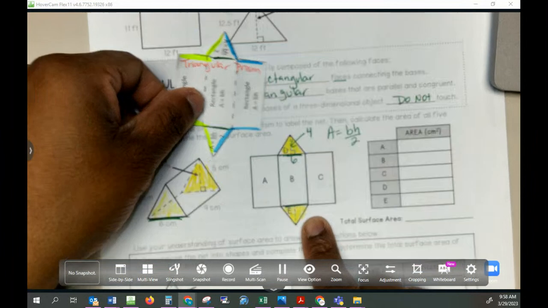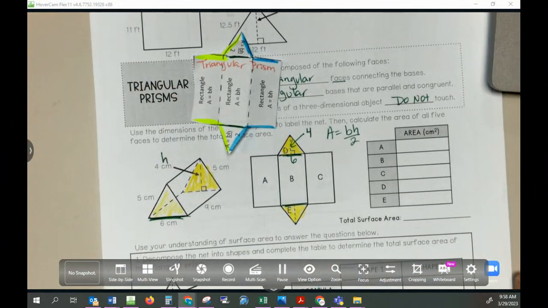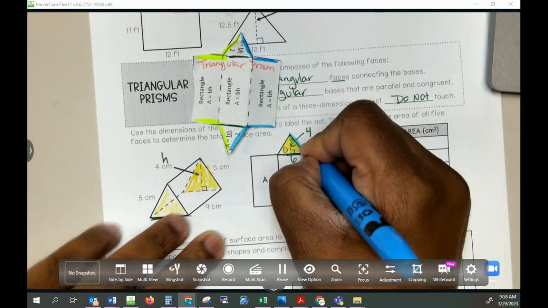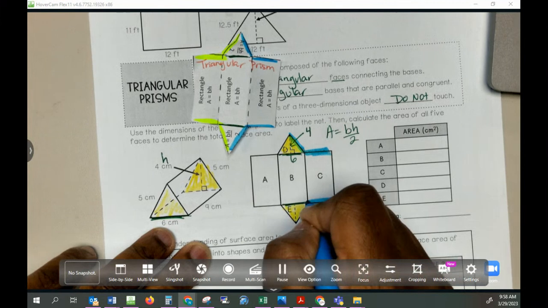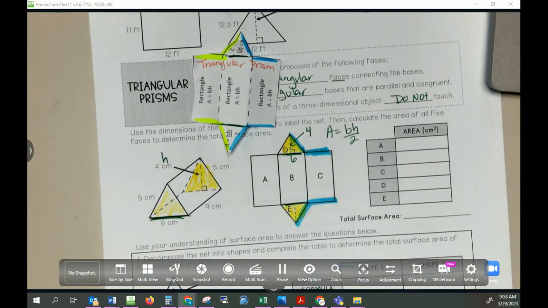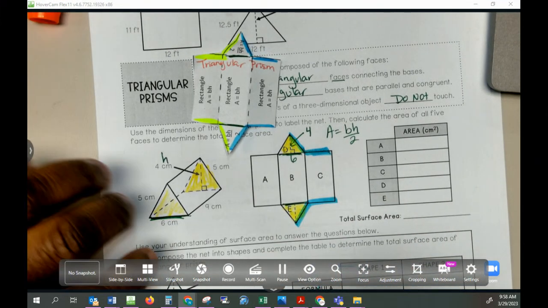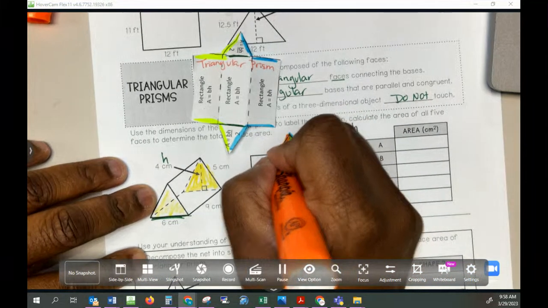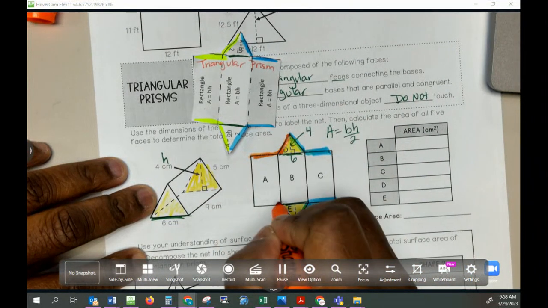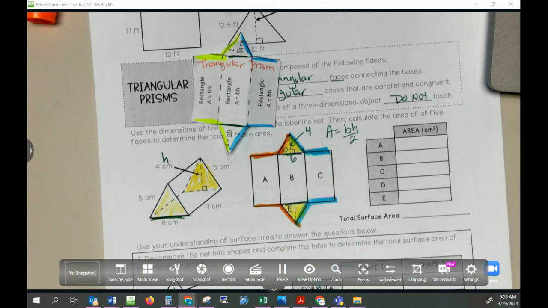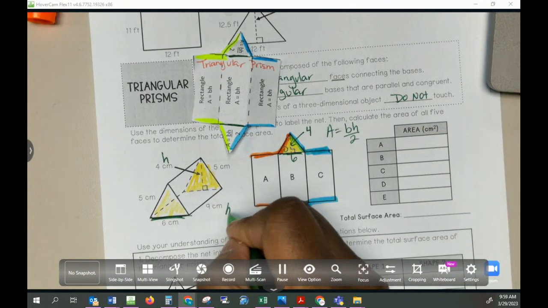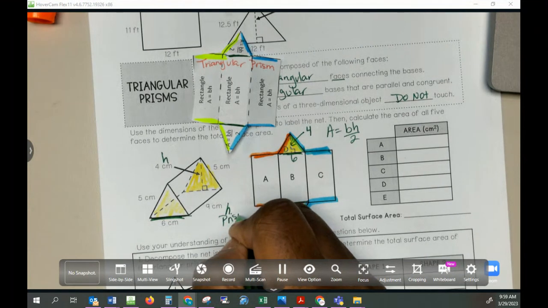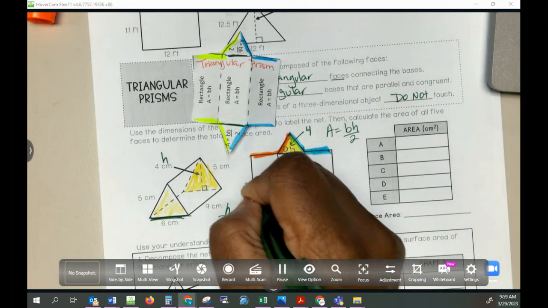So on here, I have to follow the same concept: whatever measurement is this side of my triangle is also going to be on this side, and it's going to correspond there. Whatever measurement, I'll use this color, is for this side is also going to be there because that's where it will touch that shape. And the height of the prism, the 9, is what's here.